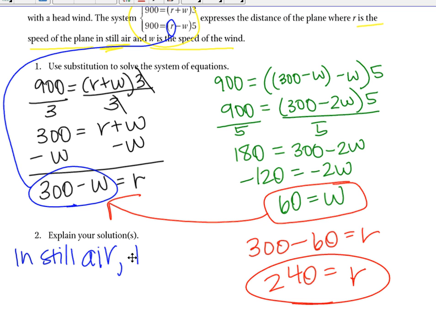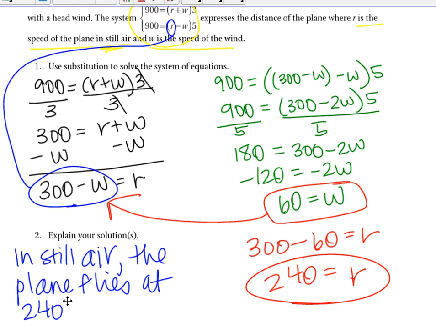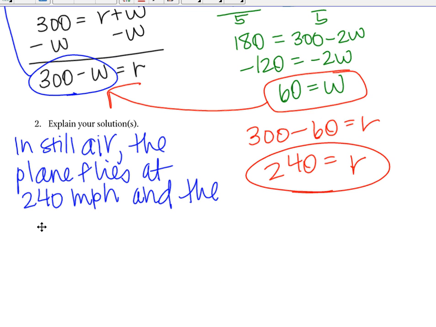In still air, the plane flies at 240 miles per hour, and the wind is blowing at 60 miles per hour.